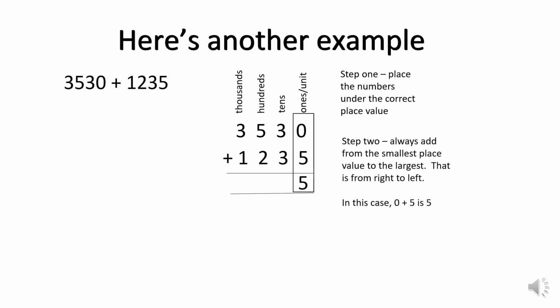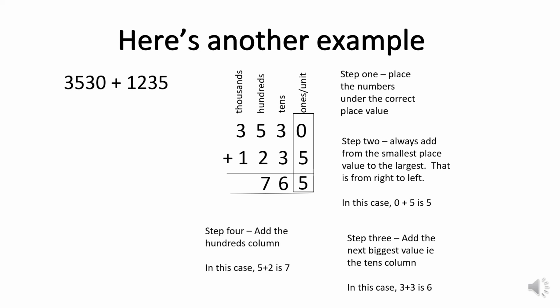And then you move on to the tens column. 3 plus 3 is 6. Next, add the hundreds column. 5 plus 2 is 7. And finally, the thousands column. 3 plus 1 is 4. So that's your answer. 3530 plus 1235 equals 4765. And that's all there is to it.